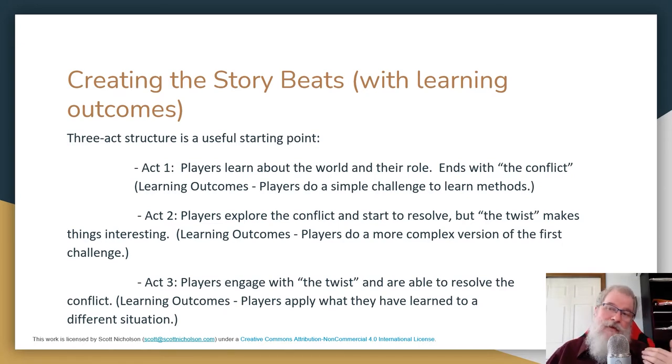In bringing in the learning outcome, I like to use it in three acts as well. And so in the first act, it should be a relatively straightforward challenge, about a 5-minute challenge, to let the players learn the methods of what they're doing, to help them build confidence. Usually you want to start with something relatively easy so the players feel good about what they're doing. Then in act two, you want to have them do a more complex version of the first challenge. So they've done the first challenge and now it's going to get a little bit harder. Act three, then the players take what they've learned after the twist and they have to apply it to a different situation.